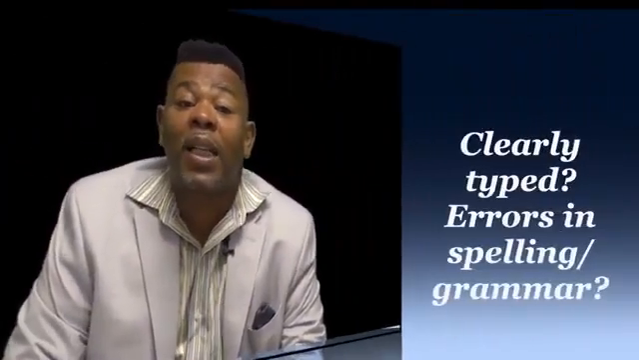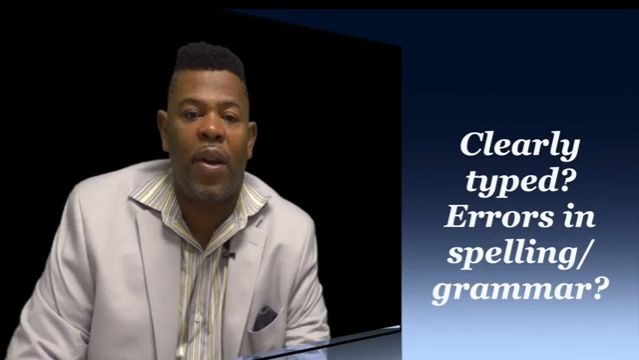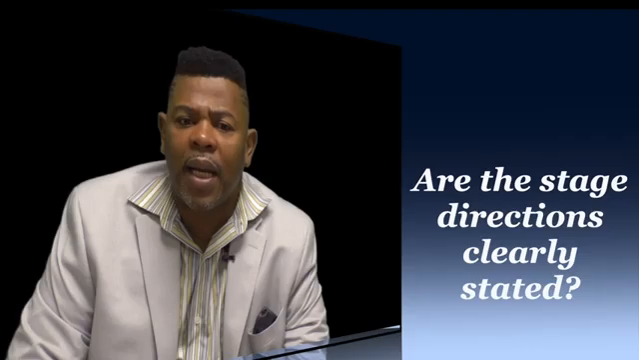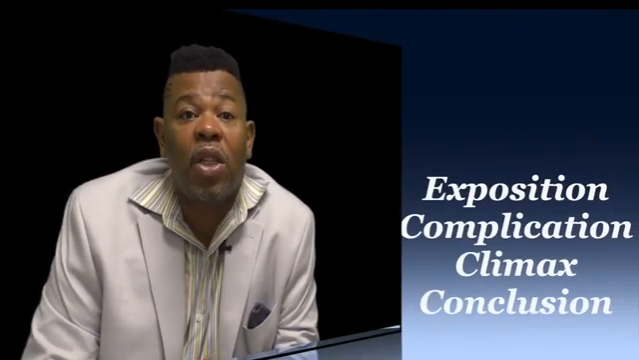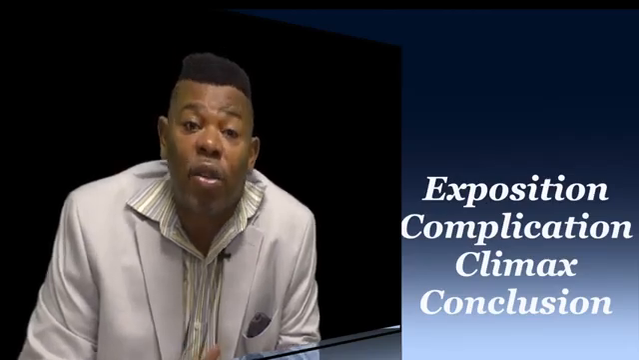Mechanics, 10 points. Is the manuscript clearly typed? Are there errors in spelling or grammar? Are the stage directions clearly stated? Are the setting and characters clearly indicated? And plot, 25 points. Has the storyline been clearly defined? Has the action of the play been chronologically developed? Is there evidence of exposition, complication, climax, and conclusion?